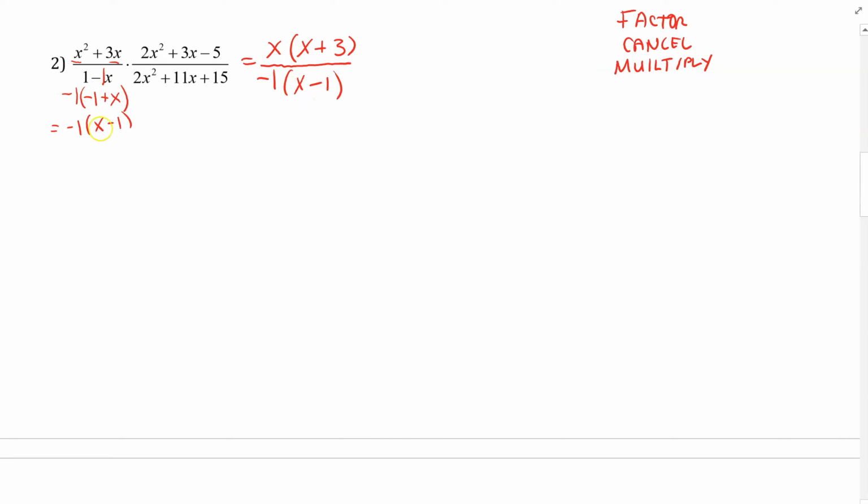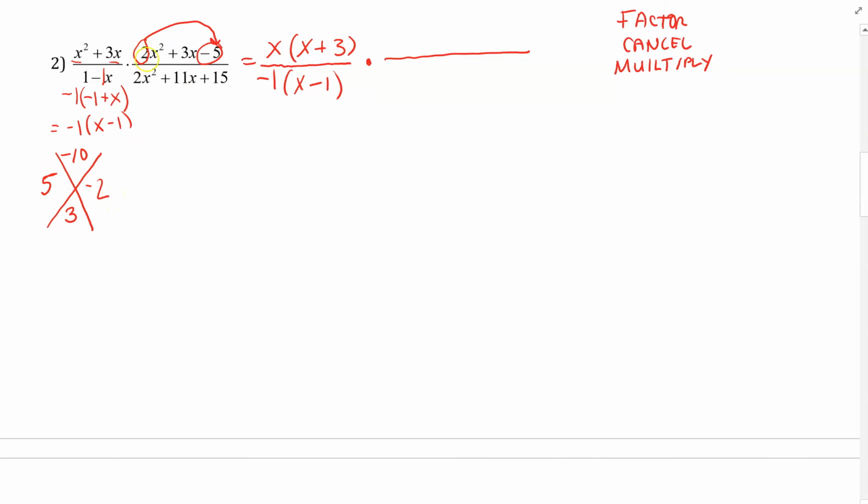So I took the -1 out and I have x minus 1. So the first fraction is done. And then for the second fraction, I'm going to have to do the trinomial factoring. So I'm going to do the first one over here. I have to multiply 2 and -5 to get -10. And then I'll put the 3 down here. And then I need to find 2 numbers that multiply to -10, but at the same time add to 3. So I'm going to use +5 and -2.